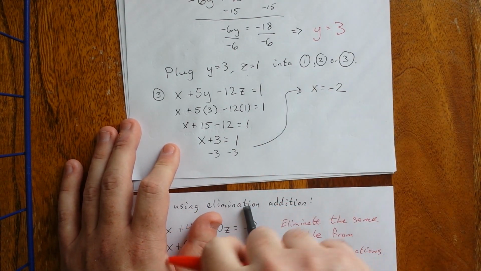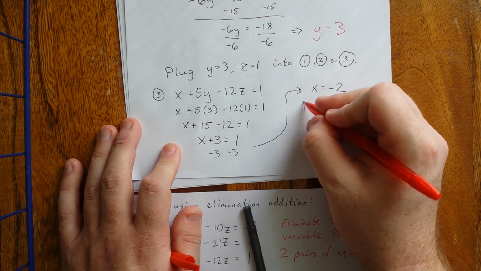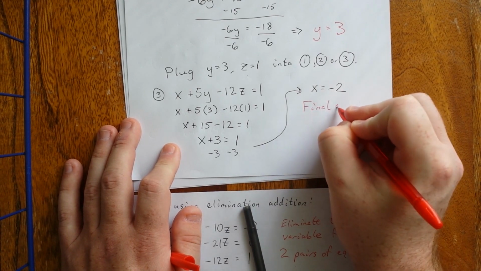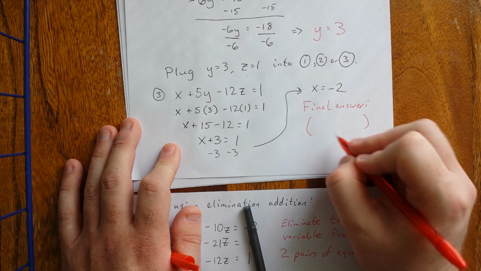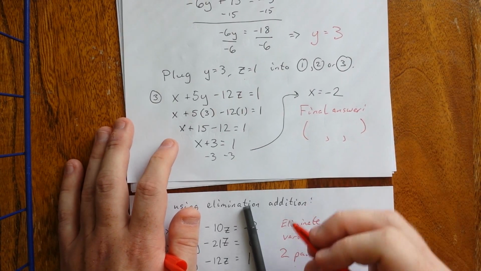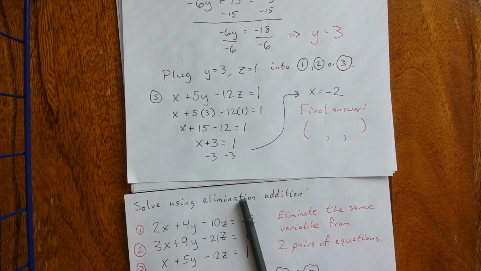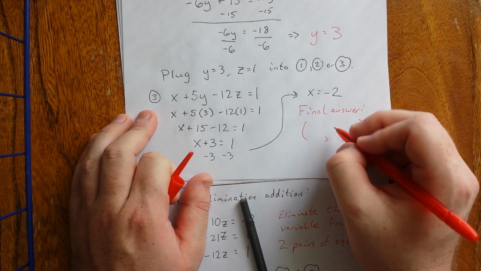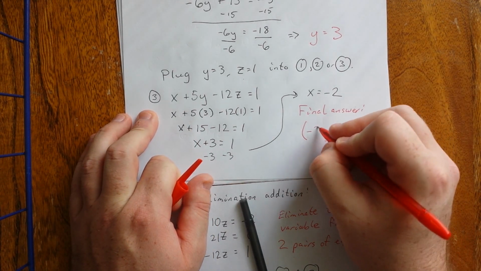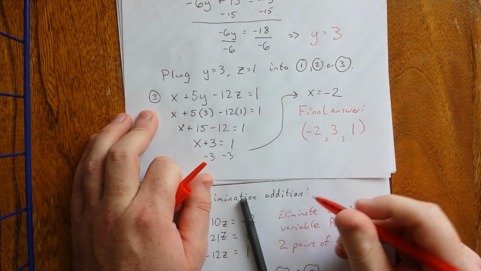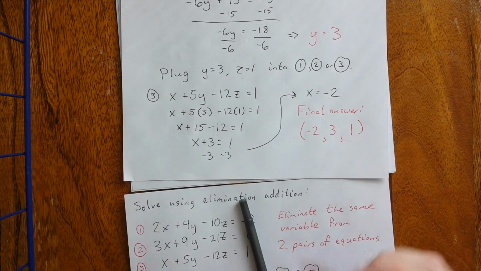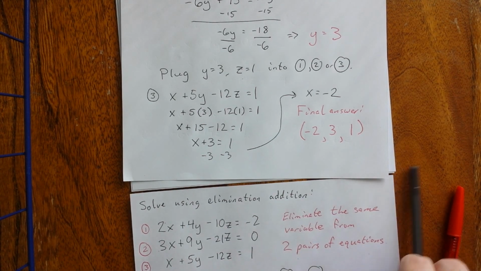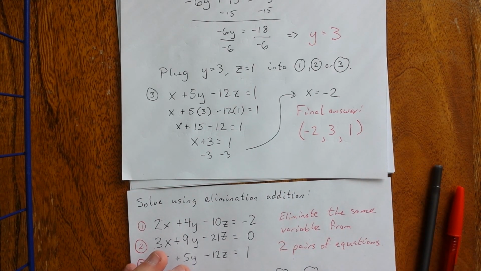So for a final answer, as far as how to express a final answer, I tell my students we want to see an ordered triple. It's like an ordered pair, except now we have 3 things in it. So we got y is equal to 3, x is equal to negative 2, and z equals 1. So in order, that would be x is negative 2, y is 3, z is 1. Always throw those in alphabetical order. So even if it's not x and y and z, it'll still be alphabetical order.